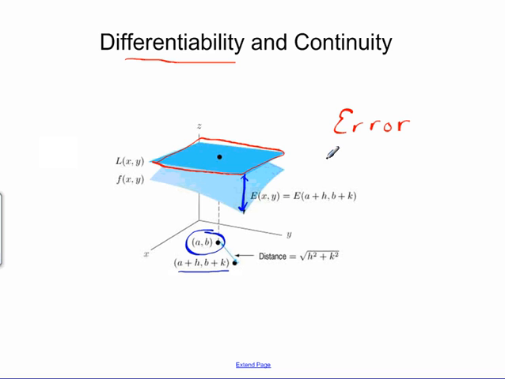Let me say that again. We created a linear approximation around the point (a, b). Then we can say, what if we add h to a and k to b, and that brings us to a new point? How well does my plane approximate my curve? We can think about how well it approximates it in terms of its error.